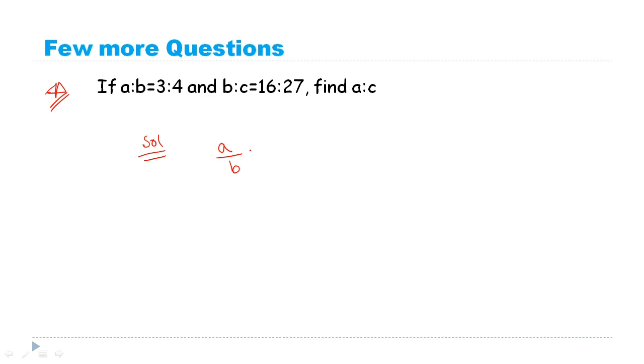Tell me this one: A by B into B by C. If I do this calculation, you can see that B and B will get cancelled. So what we will have is A by C. So we will write A by C is equal to A by B into B by C. You see B gets cancelled, so A by C will remain.